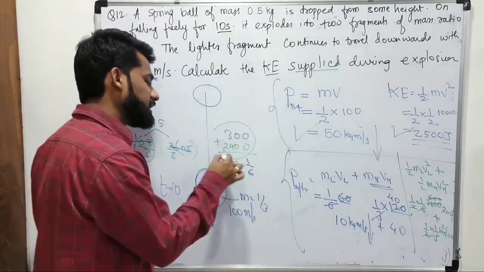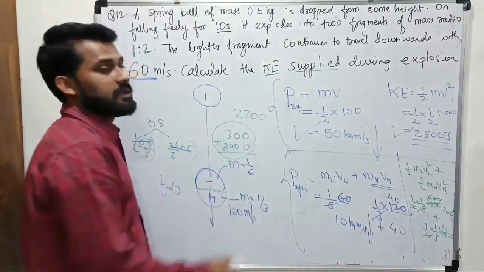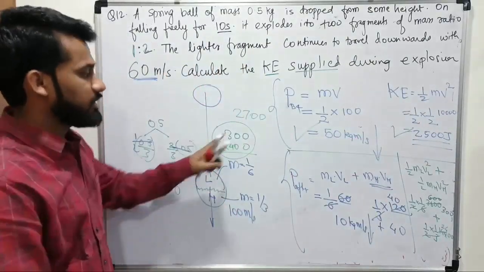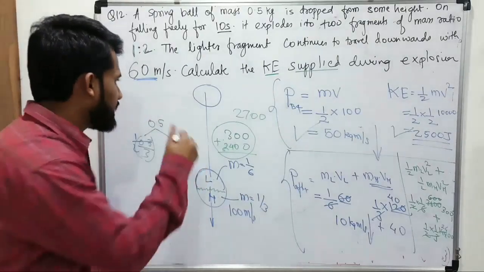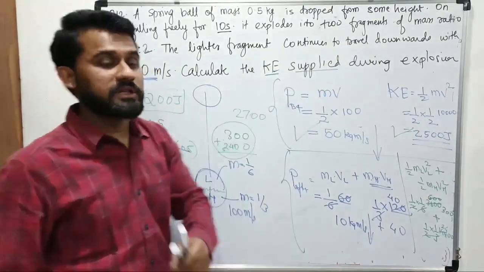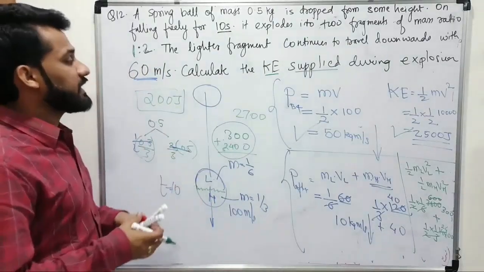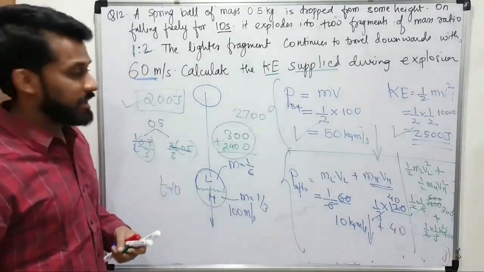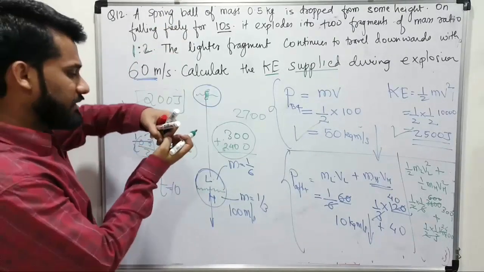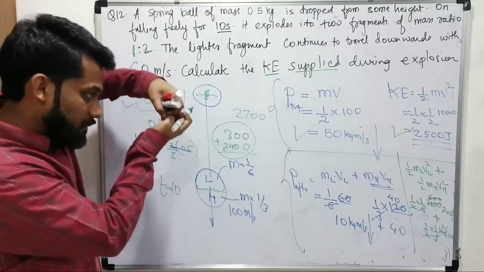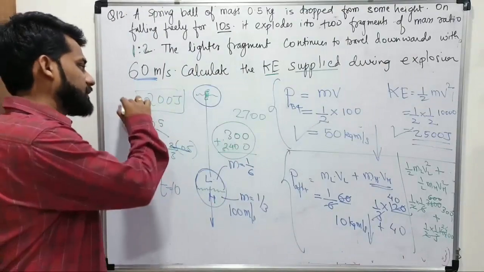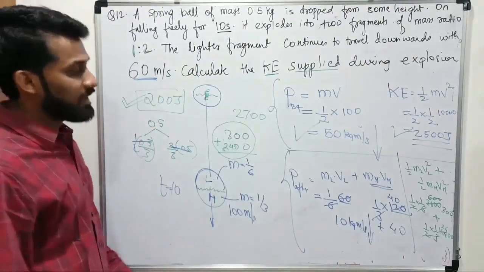So what is the total energy? 2700. Originally energy was 2500 before explosion. After explosion 2700. So this extra 200, this energy is the energy supplied during the explosion. The extra 200 is provided by what? It is provided by the spring inside this spring ball. The spring had stored that energy 200 and it provides that energy during the explosion, and the kinetic energy supplied during the explosion is 200 joule. So the answer for question number 12 is 200 joule.